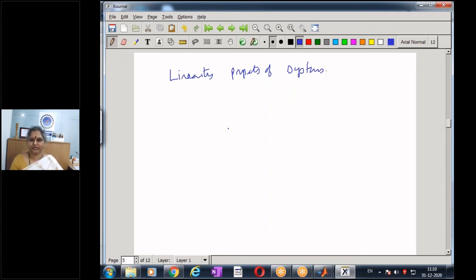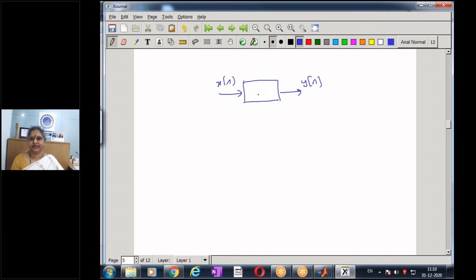So what does the linearity property say? Suppose I have an input x of n, and a system which gives an output, say y of n. Now, if I give some input, say x1 of n, let us say it results in an output y1 of n. Similarly, if I give another input, say x2 of n, I am going to get the corresponding output, say y2 of n.